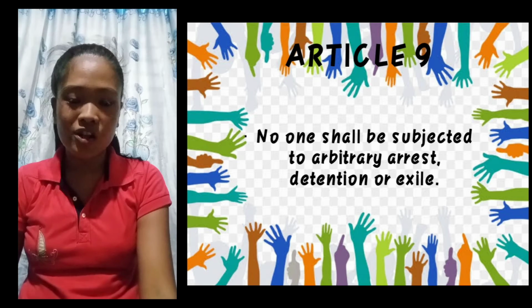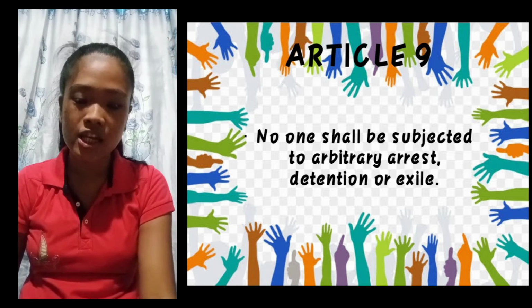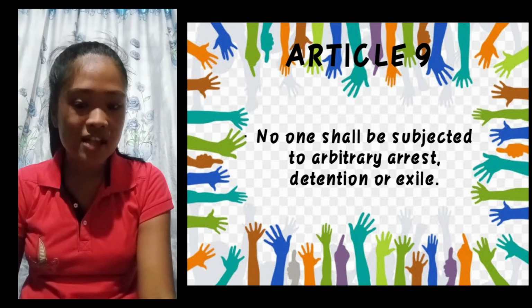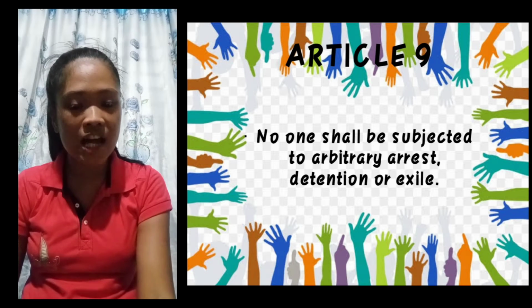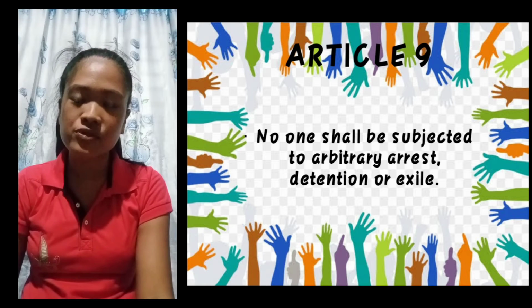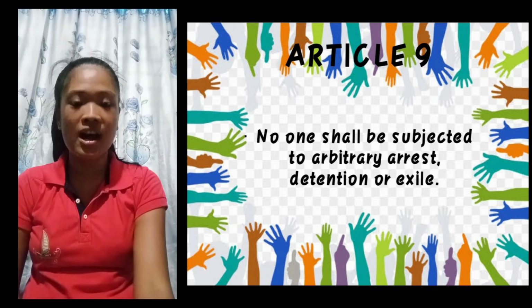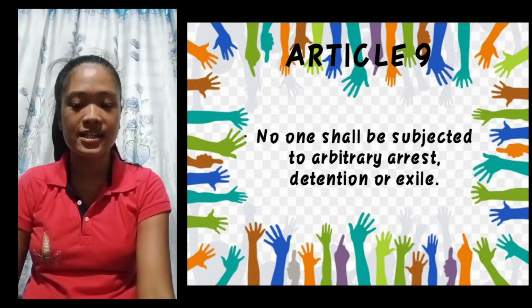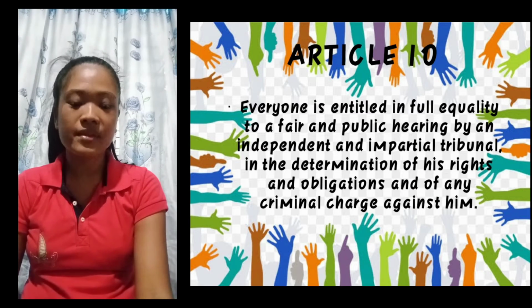In this article, no one shall be subjected to arbitrary arrest, detention, or exile. This means that no one shall be arrested or detained or exiled without a particular reason. So, even if there is a reason but no evidence, there is still no right to arrest. Even with evidence, it must still go through the process. Next article is Article number 10.